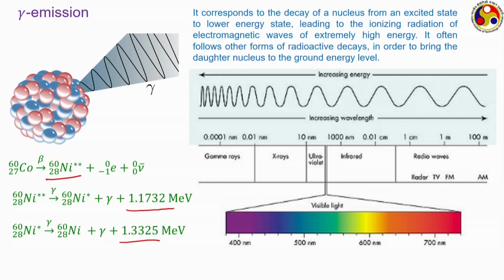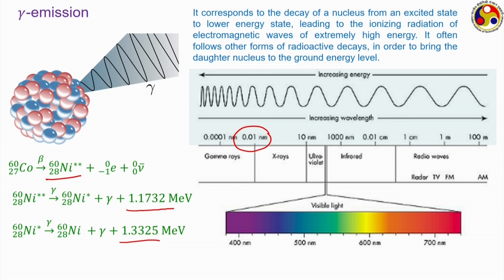Gamma rays are electromagnetic waves of extremely small wavelength. It is the smallest among all of them. Like you can see here, we are talking about 0.01 nanometer and lower than that, where the domain of gamma ray starts. So, it is much smaller than X-rays also from a wavelength point of view.